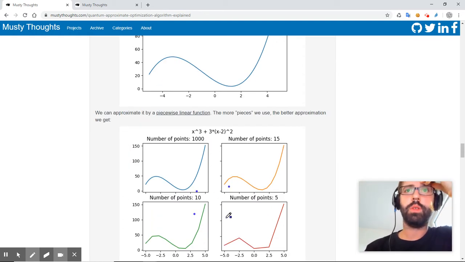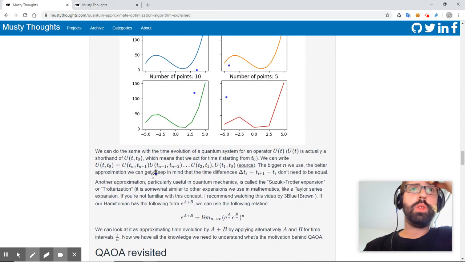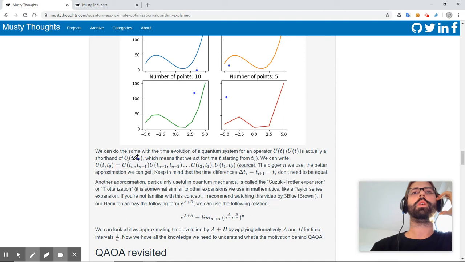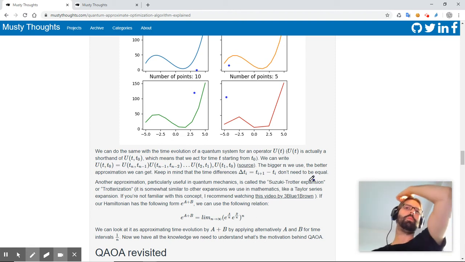We can do the same with the time evolution of a quantum system for an operator. We can write these as a sort of a combination of those. The bigger n we use, the better approximation we can get. But keep in mind that time.